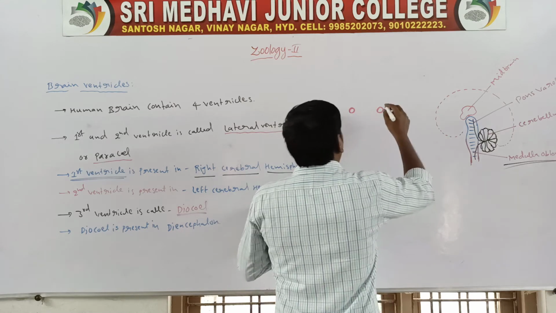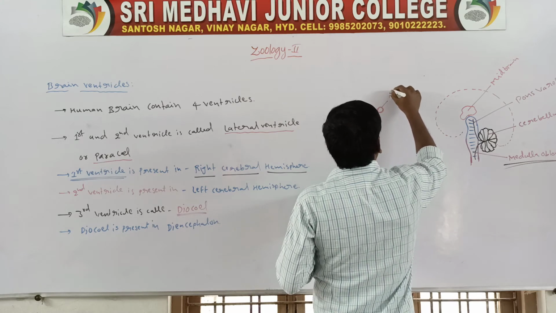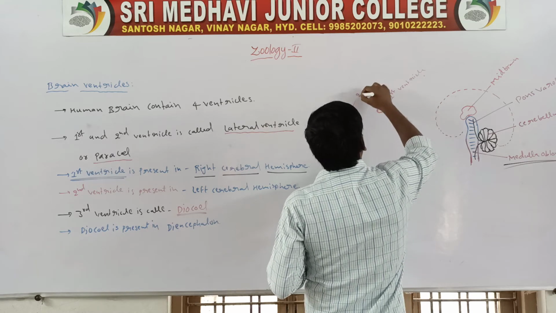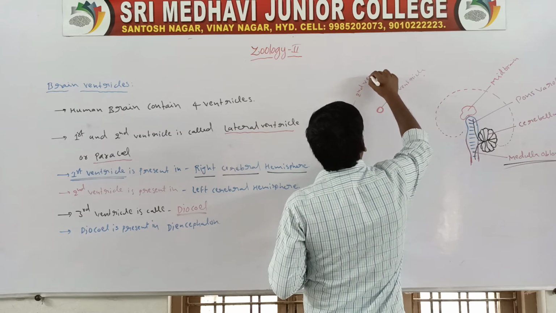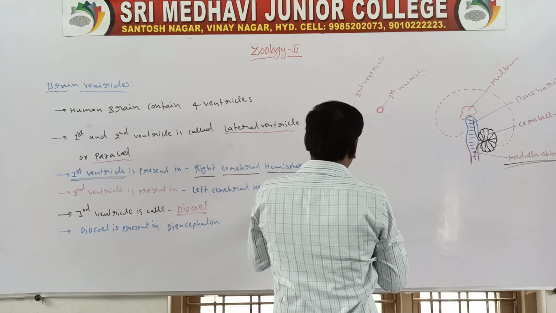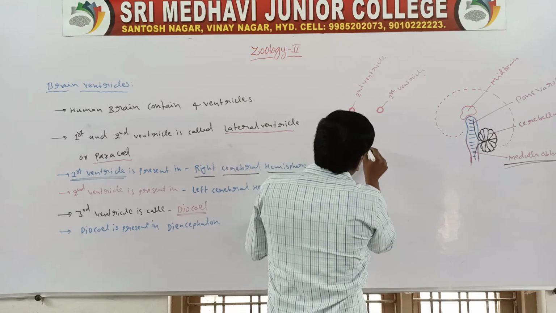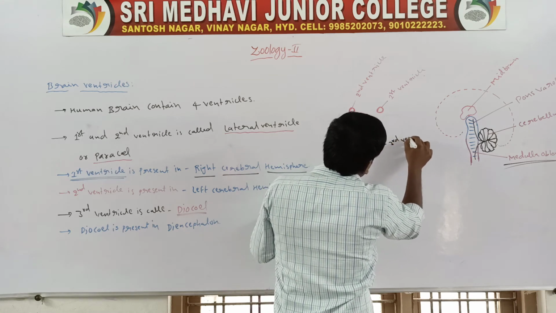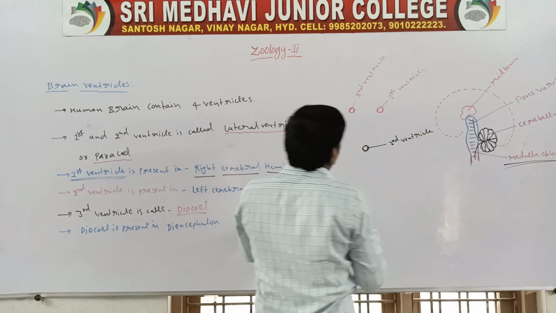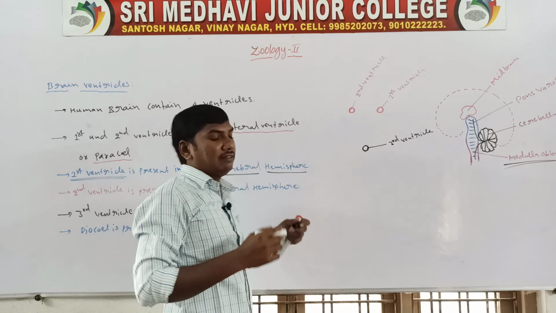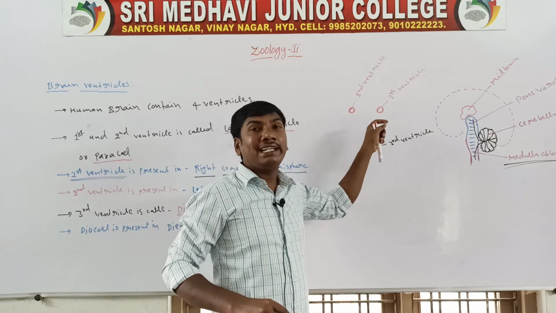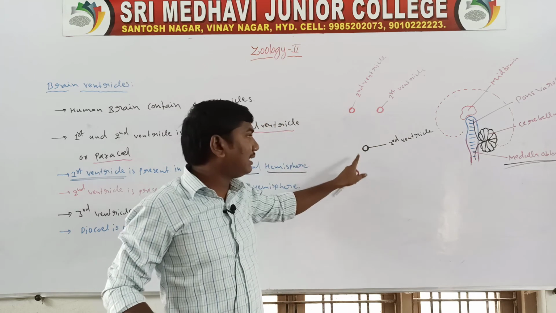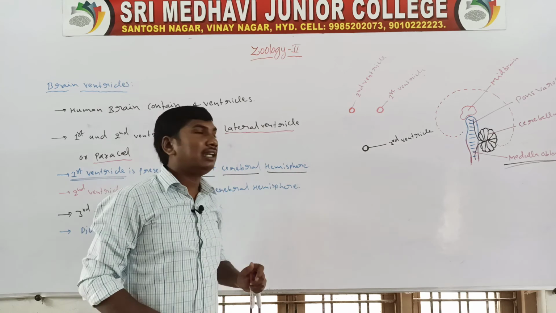These are the first ventricle and the second ventricle, and this is the third ventricle. The first and second ventricles are present in the cerebral hemispheres: the first on the right, the second on the left. The third is present in the diencephalon.